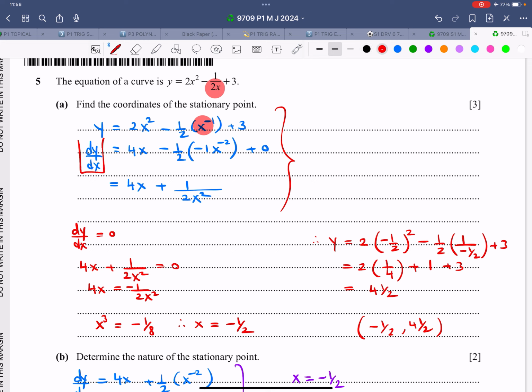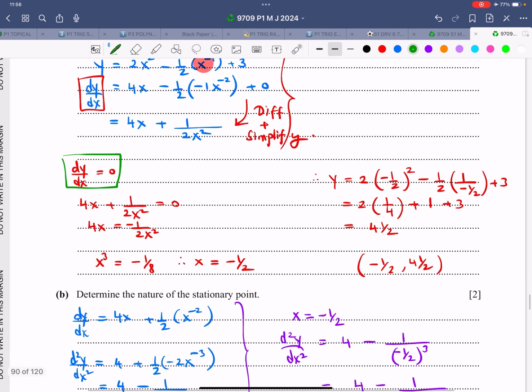So now you carry out the differentiation. You write dy by dx. You differentiate each thing. You simplify. So differentiate and simplify. So write it as it should be written. Then it's the concept of stationary point. So when it's the concept of stationary point, dy by dx equals 0. And then you would simplify and you find the value of x, that is negative half.